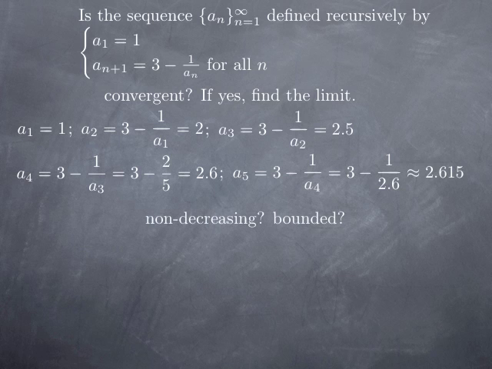Okay, that gives us an idea of the behavior, at least at the beginning. And from this we could guess that maybe this sequence is non-decreasing. This is what it looks like, at least from the beginning. And also that it is bounded. Well, it looks like it should be bounded by 3 because it's 3 minus 1 over an, and it looks like the an's are non-negative.